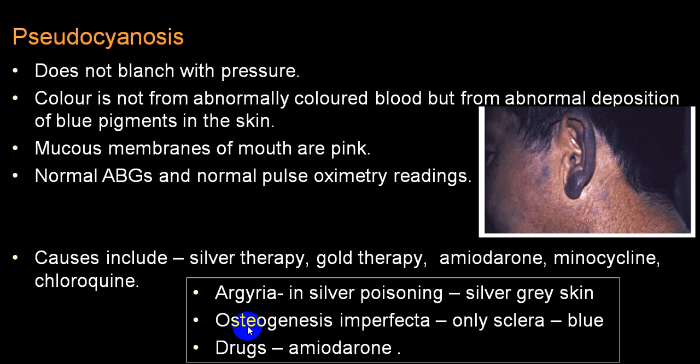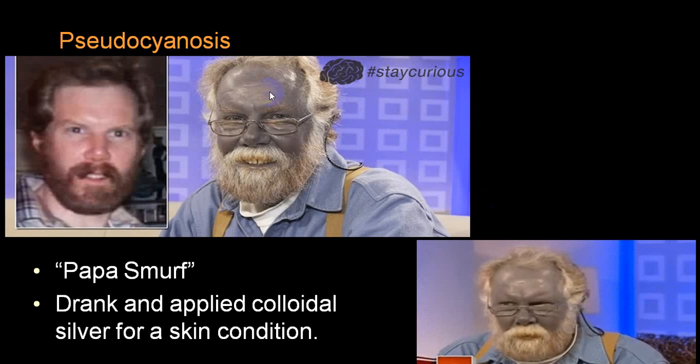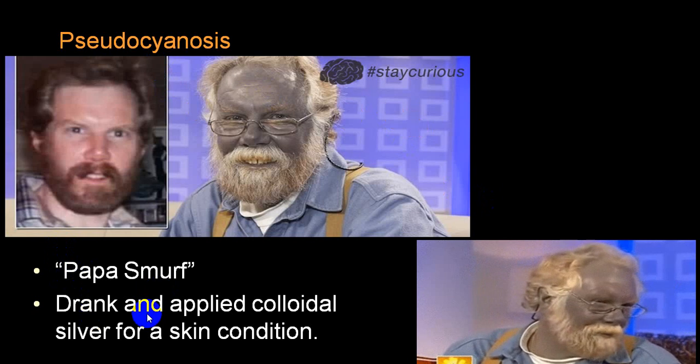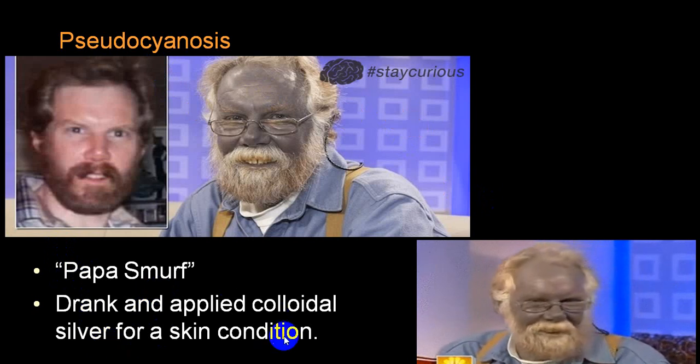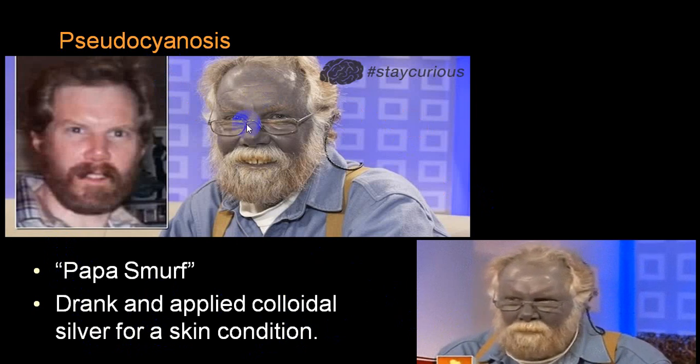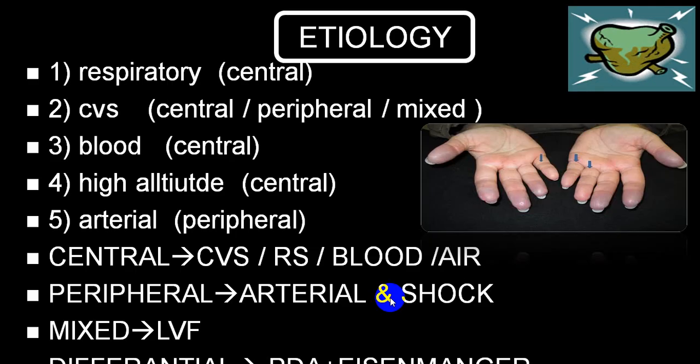There is one genetic disorder called osteogenesis imperfecta, where the sclera will appear blue. It is because of a defect in the sclera, which produces a bluish discoloration, and it is not because of hypoxia. I'll show you in another photograph. This is a photograph shown in almost all textbooks. This is called Papa Smurf, who drank and applied colloidal silver for a skin condition. So this is a typical person having pseudocyanosis.